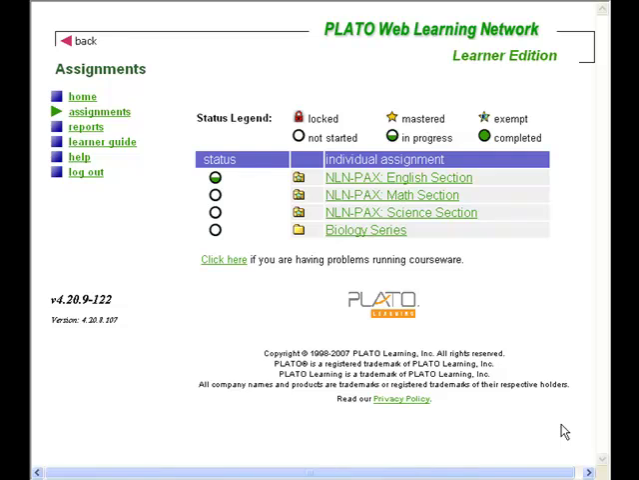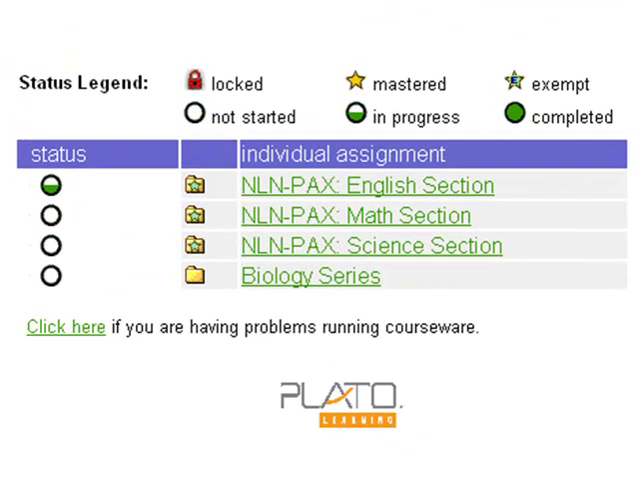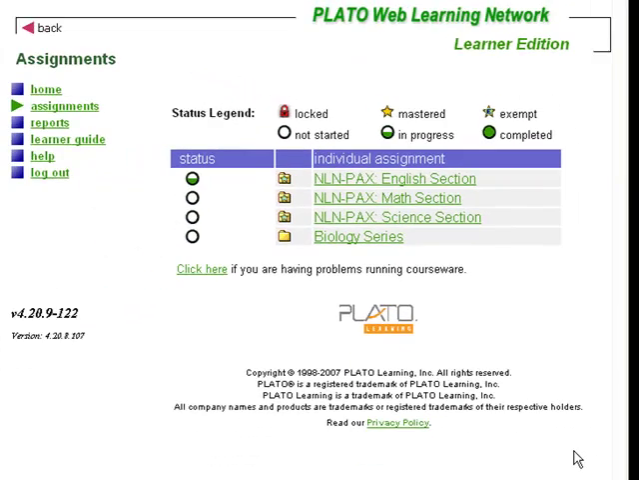It is important to understand how your assignments are divided. If you look on the screen under individual assignments, you will see 4 different listings: NLN PACS English section, NLN PACS Math section, NLN PACS Science section, and something labeled Biology series. These are individual assignments that you must complete as part of Plato.